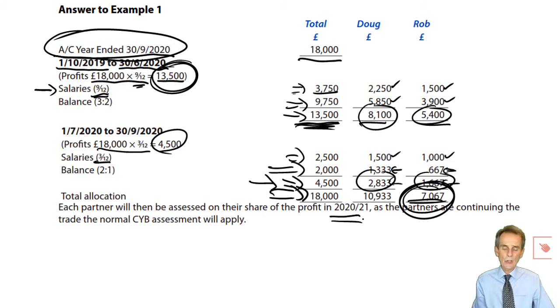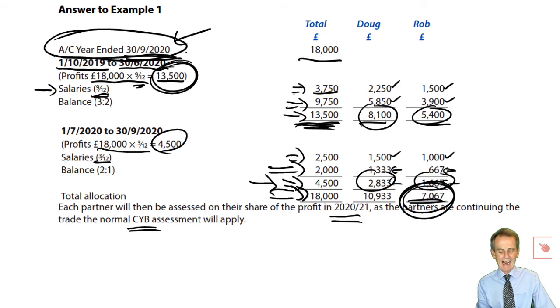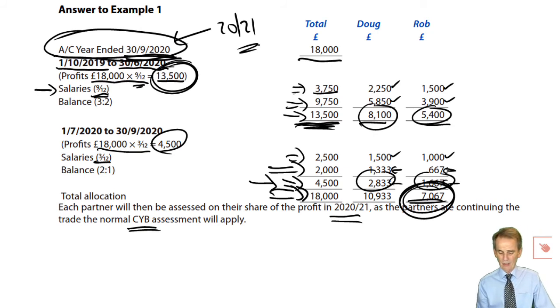Why is it that? We're using the normal current year basis. These are continuing partners, it's a continuing business. There is our year end. Year ended 30th of September 2020. What tax year does that fall in? That falls in the 2021 tax year. So that is our year of assessment. So to the income tax computations of each of Doug and Rob respectively, we will take a tax adjusted trading profit of 10,933 and then £7,067 respectively. Okay, have a check back through that, make sure that you are happy with it before we continue on to the next issue that needs to be dealt with.